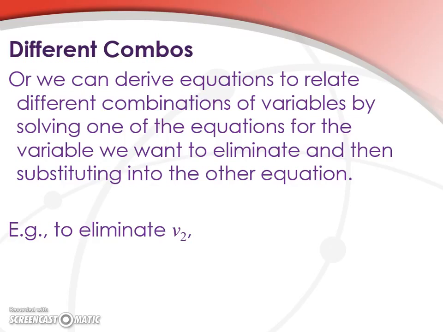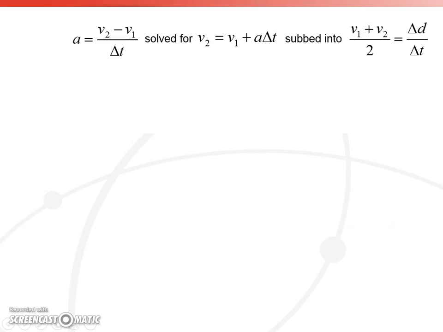So since we don't know the final speed for our car's case, we need to eliminate that from the expression. How do we do that? Well, in our first step, we solve for V2. V2 equals V1 plus A delta T. We can sub it into the other basic expression. So we can sub in for the V2 part that we're not going to solve for today. And what do we get? V1 plus A delta T over 2 equals delta D over delta T.